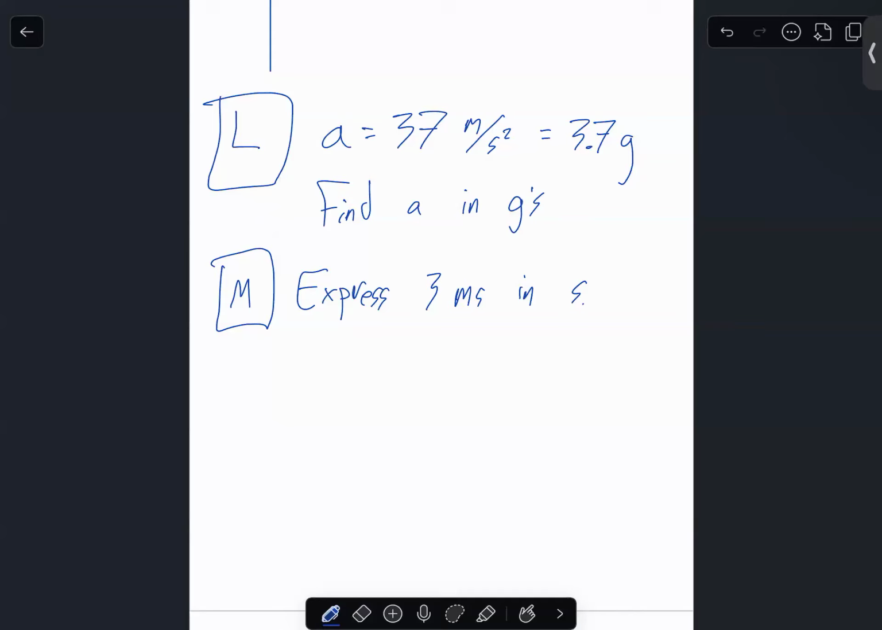0.3 G's, what the what? Seconds and G's measure different things, my friend.